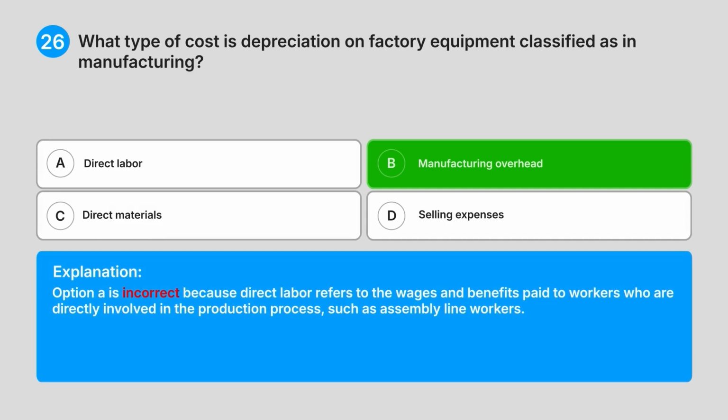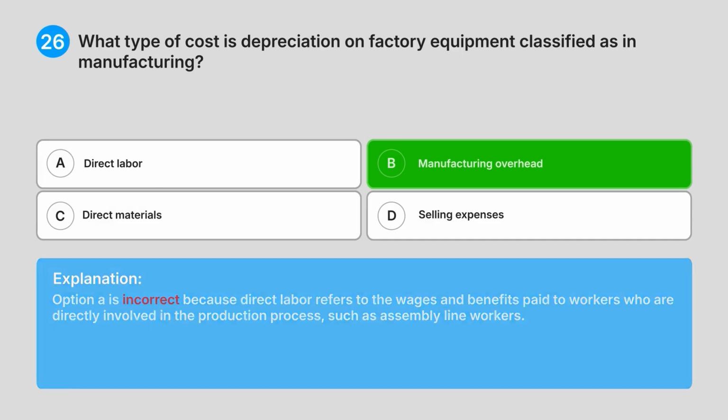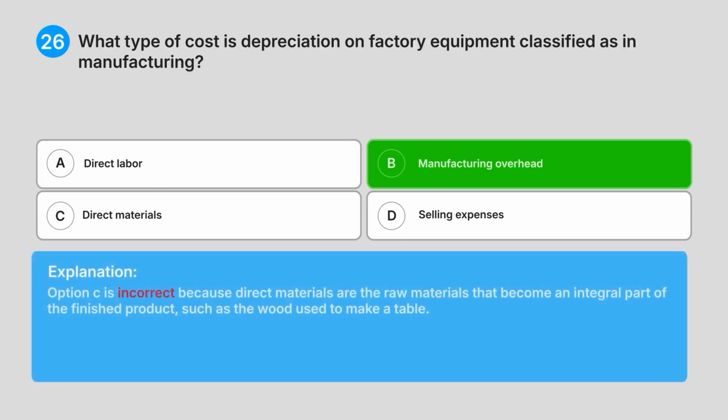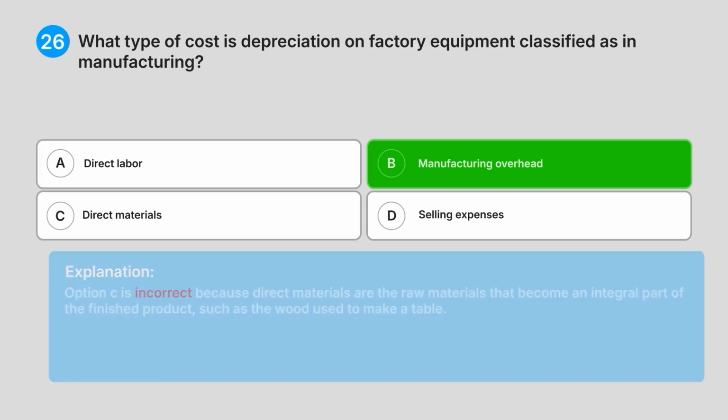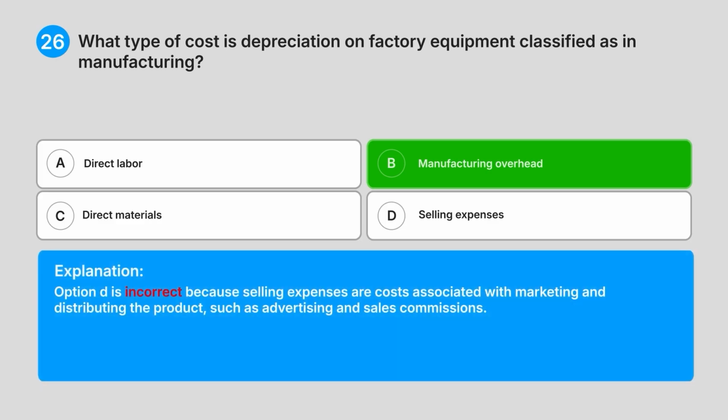Option A is incorrect because direct labour refers to the wages and benefits paid to workers who are directly involved in the production process, such as assembly line workers. Option C is incorrect because direct materials are the raw materials that become an integral part of the finished product, such as the wood used to make a table. Option D is incorrect because selling expenses are costs associated with marketing and distributing the product, such as advertising and sales commissions.